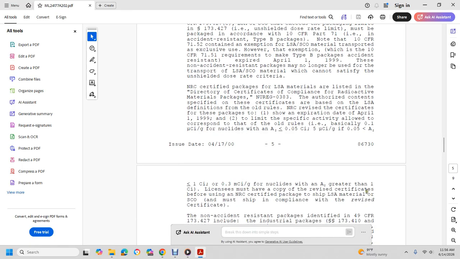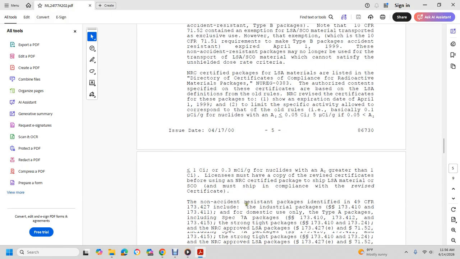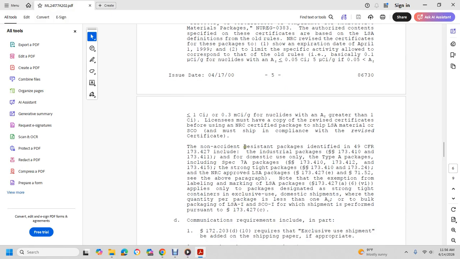Licensees must have a copy of the certificate provided by the Nuclear Regulatory Commission certified for the package LSA material. Contaminated objects must ship with a compliant package with a revised certificate. Non-accident resistant packages are identified in 49 CFR 173.427, included with the industrial package 173.410 or 411 for domestic use only, with the Type A package, including the sub package spec 7A and A packages 173.410, 412 and 415. Strong tight type packages 173.410 and 24.